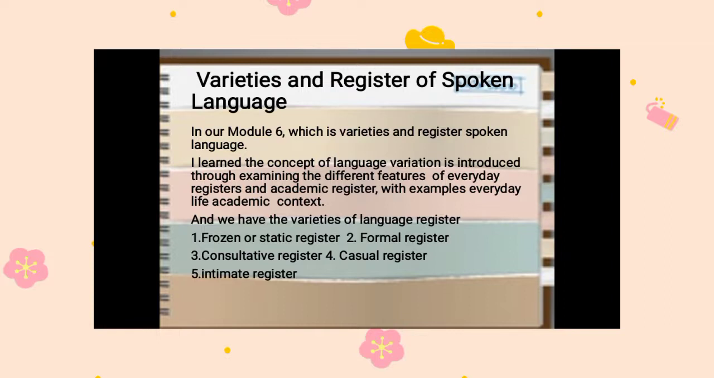Number one is frozen or static register. Number two, formal register. Number three, consultative register. Number four, casual register. And number five, intimate register.